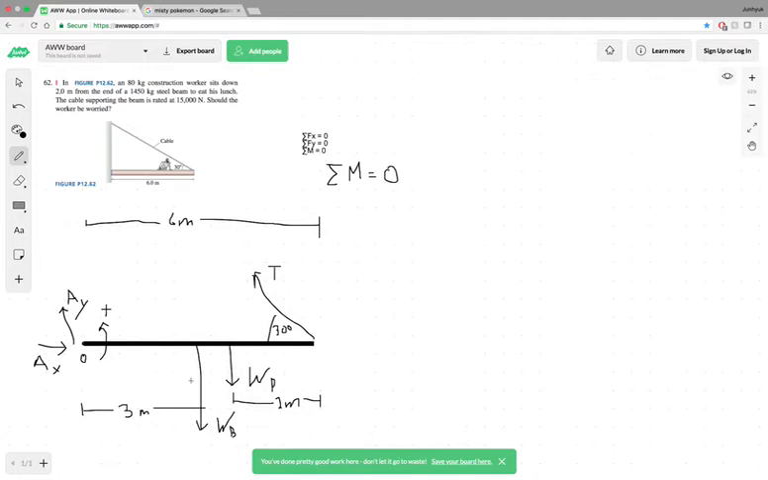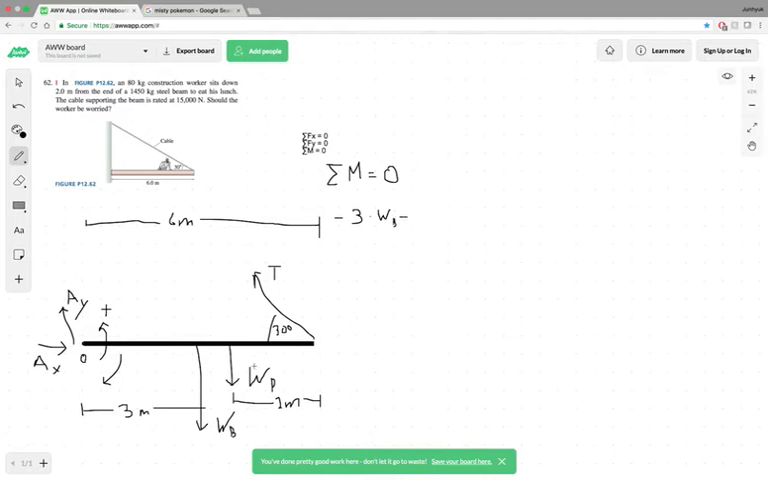Now, dealing with this first force, the weight of the beam, we have a 3-meter moment arm, and it's trying to pull this beam downwards, and that will cause this beam to rotate counterclockwise with respect to this point O. So that will be a negative with a 3-meter moment arm multiplied by the weight of that beam.